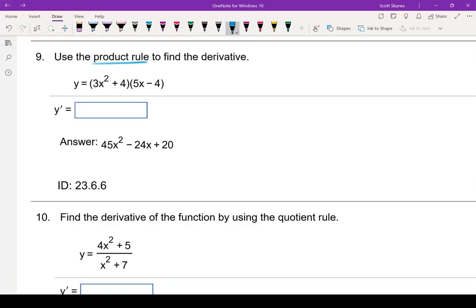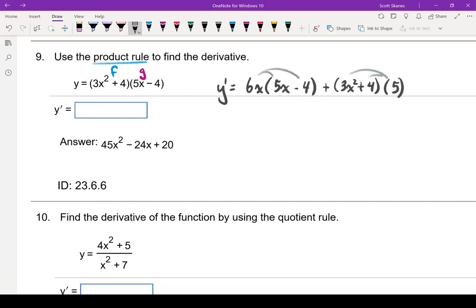Whatever way you slice it, this is going to be our f and this is going to be our g. So y prime, derivative of the first one is 6x, and the second one just gets multiplied by it. Use brackets if it's more than one term. So we can see 5x and negative 4, those are two terms, so make sure you use brackets. Plus the first one, 3x squared plus 4, and the derivative of the second one, g, is 5. And you should expand this because there's not a lot to it.